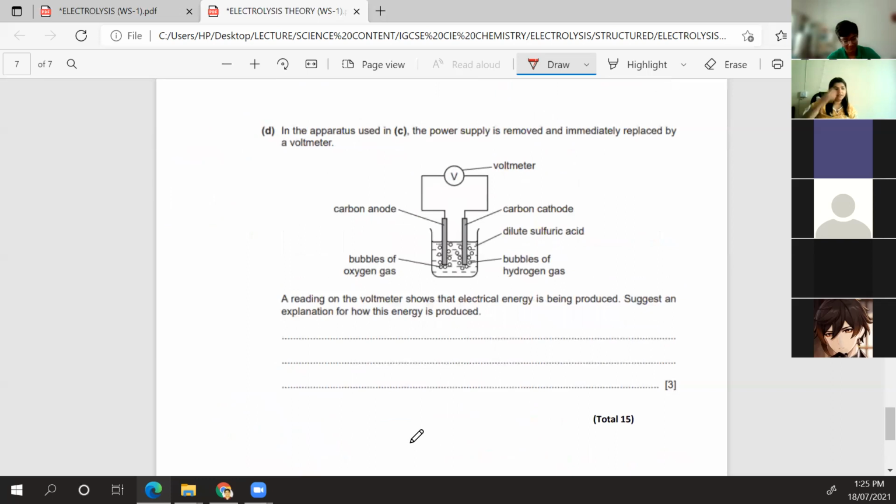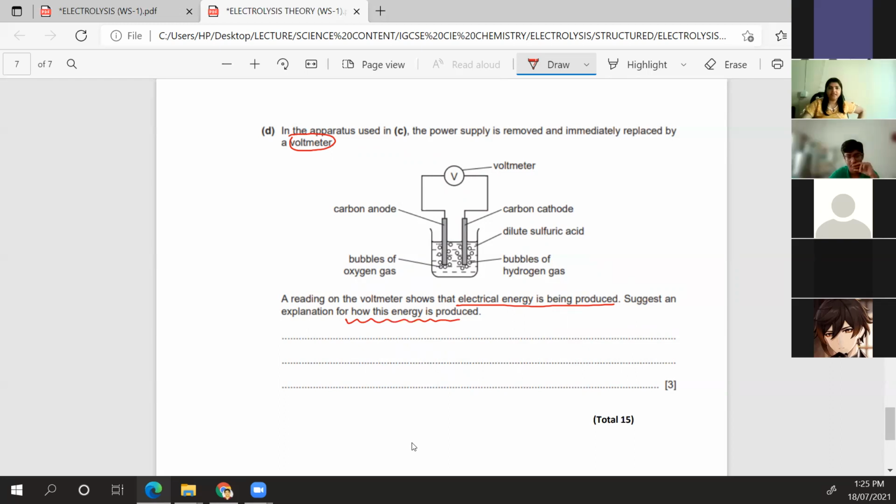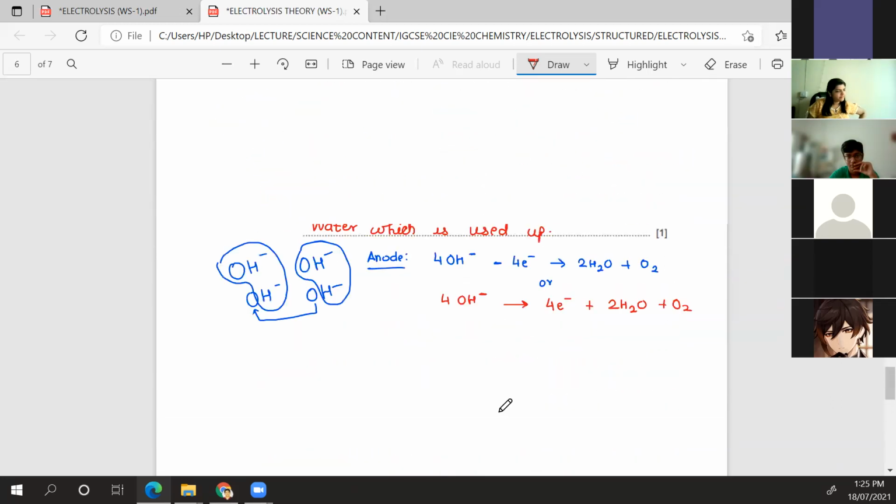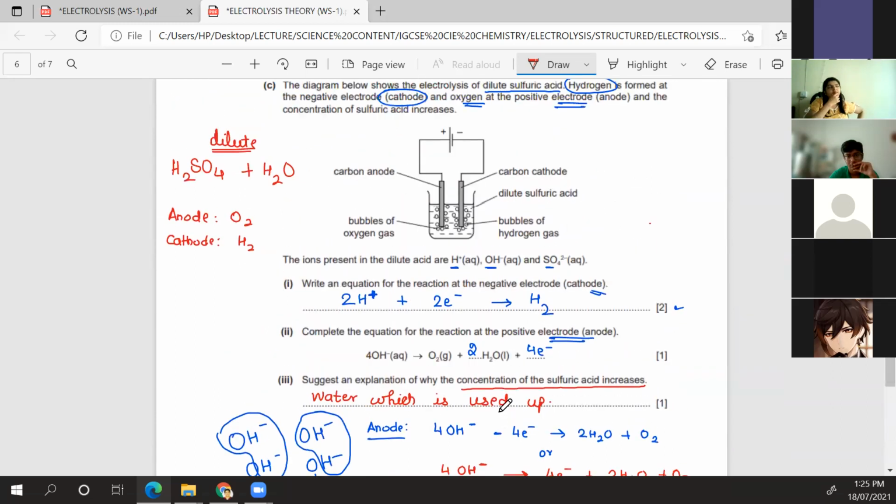In the apparatus used, the power supply is removed and immediately replaced by a voltmeter. A reading on the voltmeter shows that electrical energy is being produced. Suggest an explanation for how this energy is produced. Manas, wait. Yes, how is this energy produced? Yes, Vanya. Miss, I'm not sure, but what I wrote was it may be from the oxidation of oxygen, and oxygen loses 2 electrons, and that would move to the cathode and provide energy.